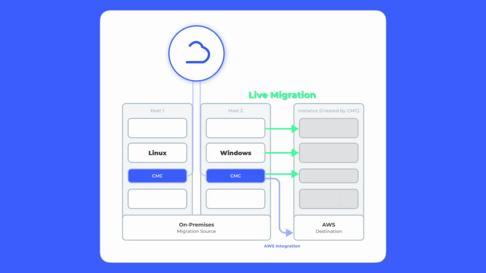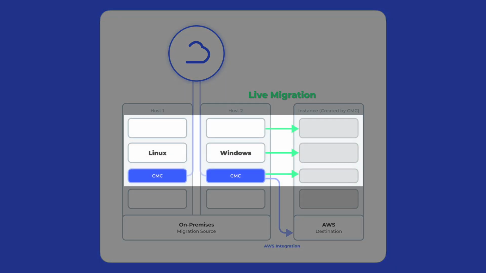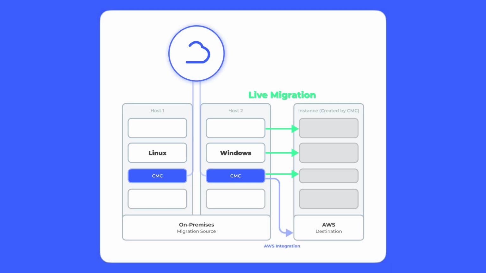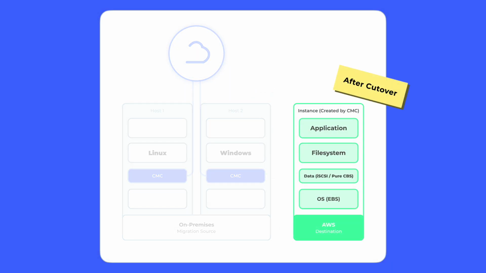When you are ready to cut over, since CMC has already kept your data synchronized, all we need is to shut down the source and power up the instance in AWS.